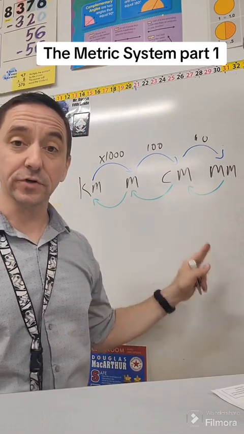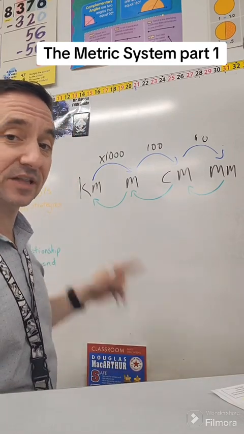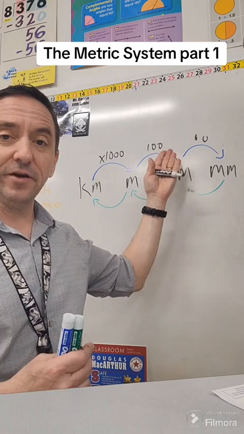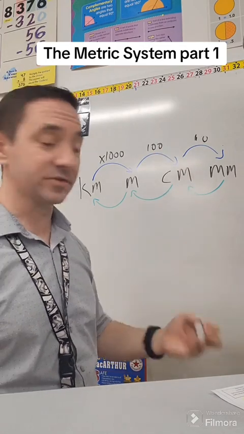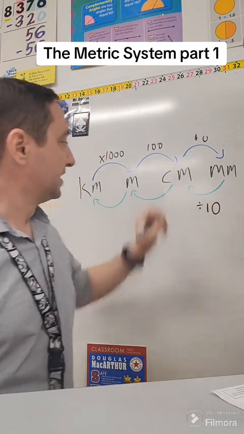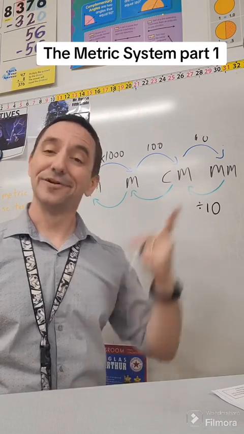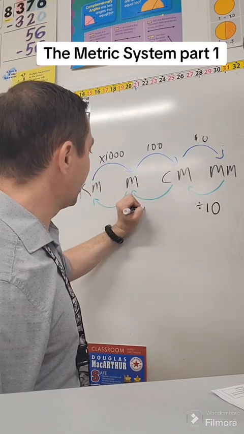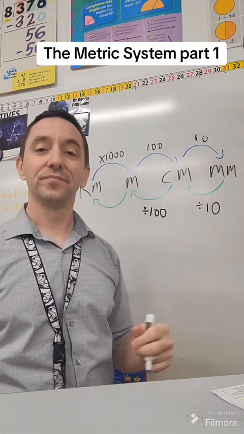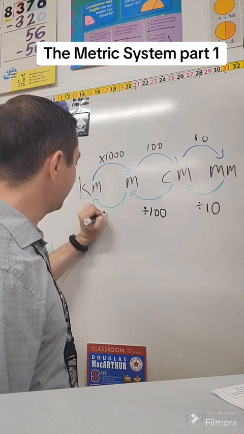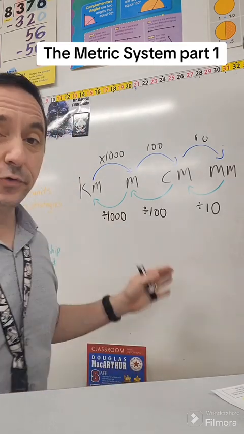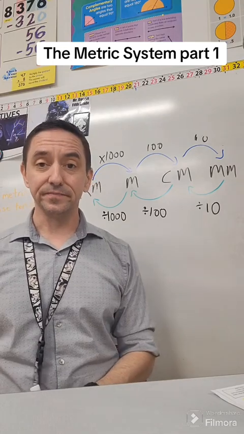And now if you're going to go backwards from millimeters to centimeters to meters to kilometers, just like everything else, if I multiply up there, I'm going to divide down here. So down here, millimeters to centimeters, I'm going to divide by 10. Centimeters to meters, you guessed it, I'm going to divide by 100. And then meters to kilometers, that's right, you got it, I'm going to divide by 1000.